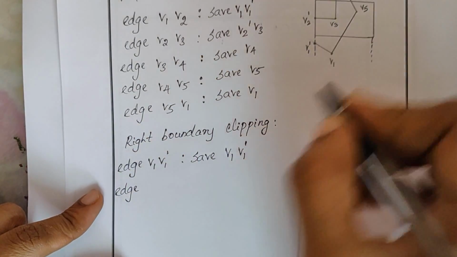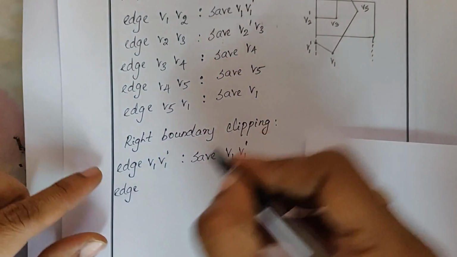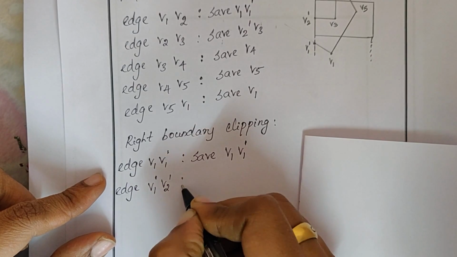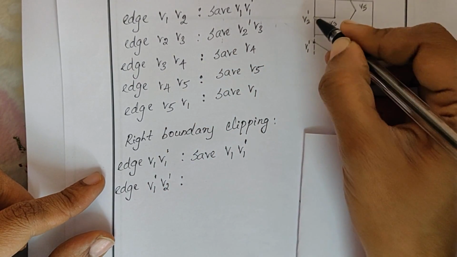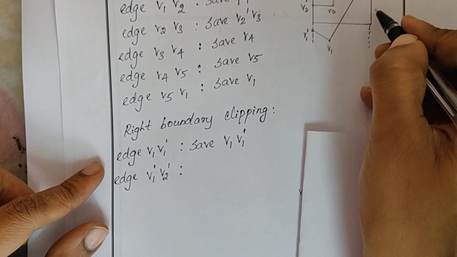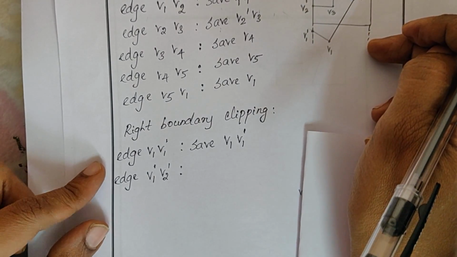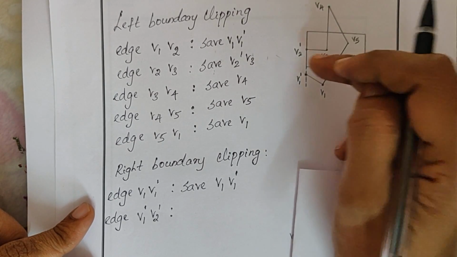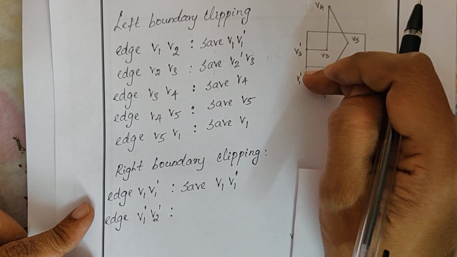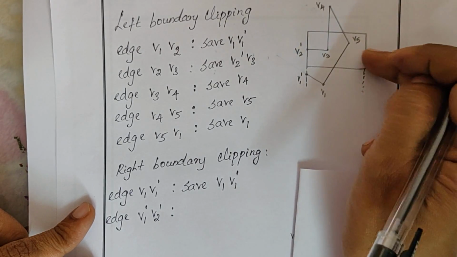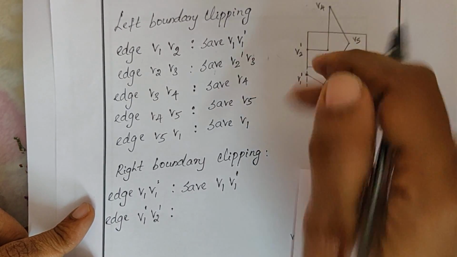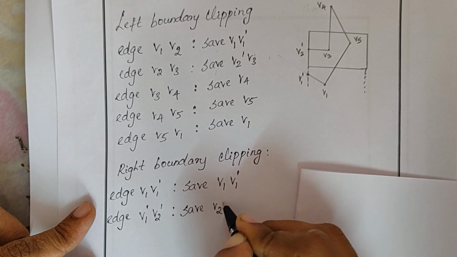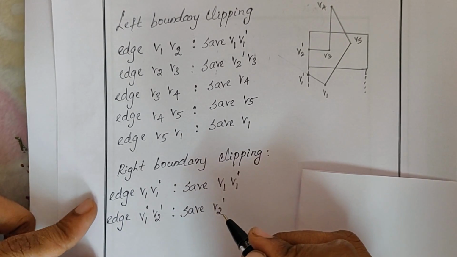Next edge is V1 dash, V2 dash. I have to consider this edge with this right boundary. Both vertices V1 dash and V2 dash are inside, right? So which one do I have to save? I have to save the end vertex, which is V2 dash.